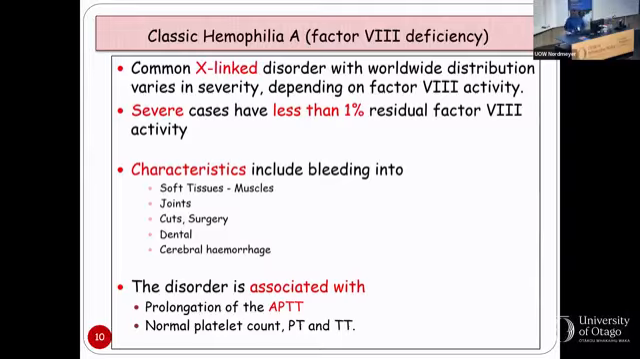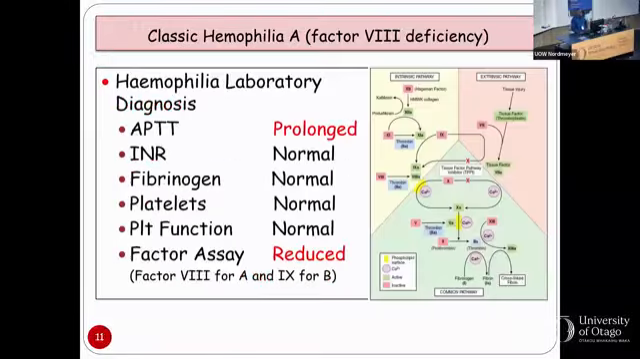So for hemophilia A and B, you'll find a prolonged APTT. Usually the PT will be normal, and the TT. So in the lab, there is a terminology that you might hear. People talk about isolated APTT prolongation. That's classical for these kinds of conditions. So that's what we are showing here.